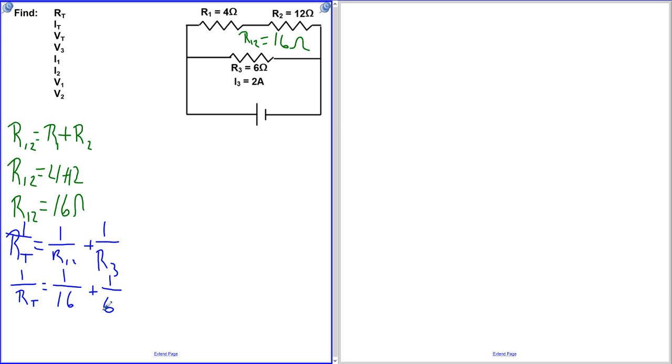I can combine my fractions by finding a common denominator. I'm not showing all this right here for that, but if you did, you'd end up getting 11 over 48. And then I have to do the inverse of each fraction and solve for my answer. And I would end up finding that R total equals the inverse of 11 over 48, which is 48 over 11, or 4.36 ohms. And I'm going to put that piece of information up here in my given so that I know that I found that.